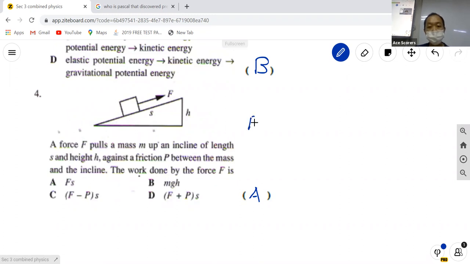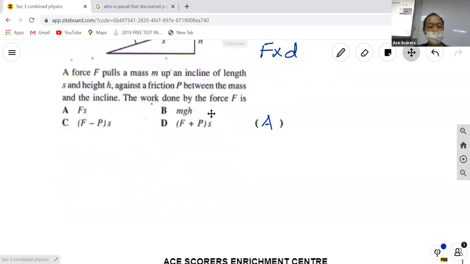So the formula for work done is force times distance. Now this force is not the F net. They're not looking for F net. Net force is used when you find F equals ma, the acceleration. Here it is just this force pulling, and this force is used to overcome the friction. So you cannot minus friction, because the work done includes the force that overcomes the friction. So the answer is A. Next one.